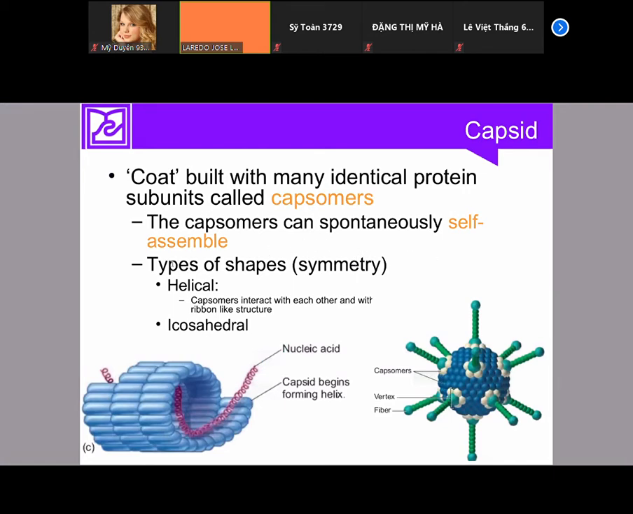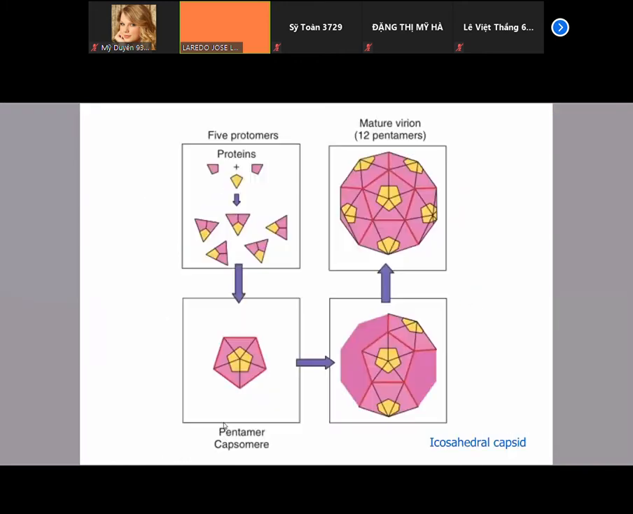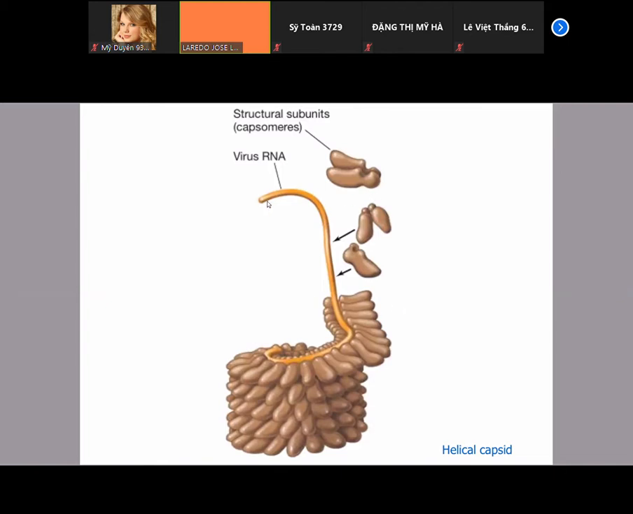So look, as I told you, the capsid may have different shapes, different symmetries, helical or icosahedral. This picture is a helical capsid. What is that? It's like a spiral capsid. This is the nucleic acid, and this is the capsid made of capsomers that is protecting the nucleic acid. This is a helical capsid. This is the nucleic acid, and these are the capsomers. So the capsid is protecting the nucleic acid.